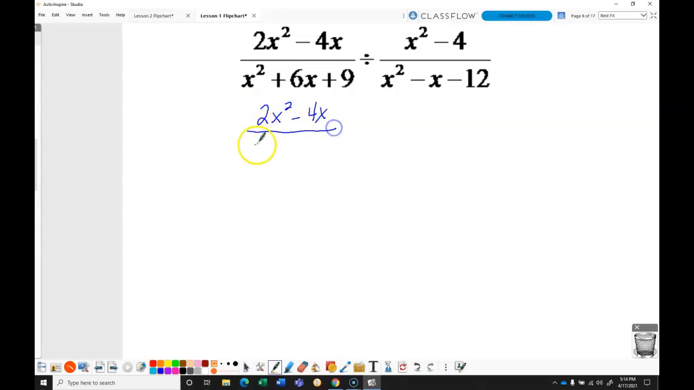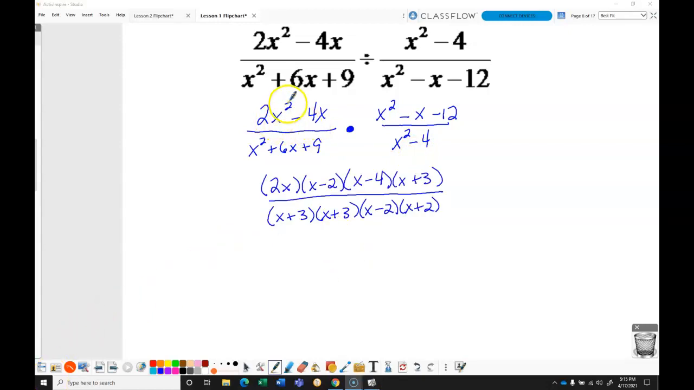So I'm just recopying the first fraction. I'm changing from division to multiplication. Oops, almost did it wrong. Nope, I'm doing it fine. X squared. I'm going to take the denominator and put it as my numerator, and then take the top and put it as my bottom. Now I'll go about factoring and simplifying.